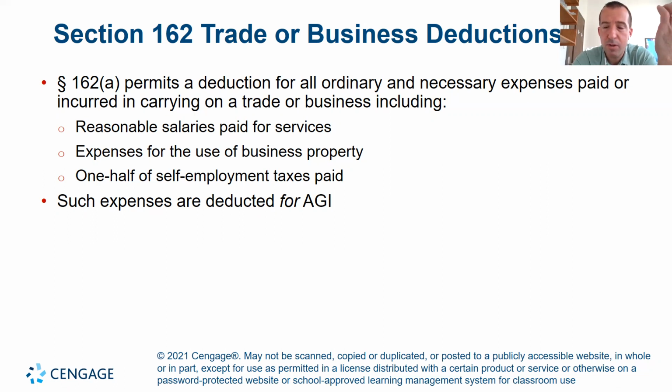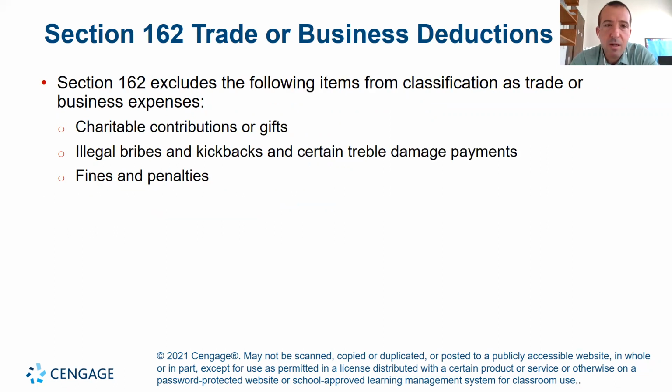The typical trade or business deductions that you'll see would be reasonable salaries, paid for services, expenses on behalf of the business. All these can be used to deduct against business income. Things that we cannot include, and you'll see this on some of the homework questions, we're not allowed to include charitable contributions or gifts from the deduction for business income. So if the business has a charitable contribution or a gift, the business cannot deduct that. And again, this would be a business owned by an individual or partners, multiple individuals.